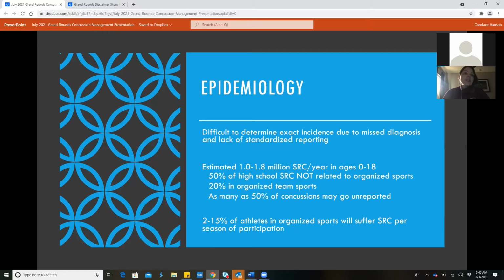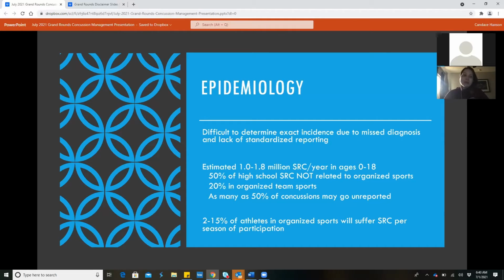It's difficult to determine exactly how common concussions are, whether it's mostly because of misdiagnosis or lack of standard reporting, or a combination of everything, or even the fact that concussion is really diagnosed based on symptoms. And so we have to have honest symptom reporting in order to be able to recognize all of the time. But it's estimated that between 1 and 1.8 million sport-related concussions occur per year, just in ages 0 to 18.